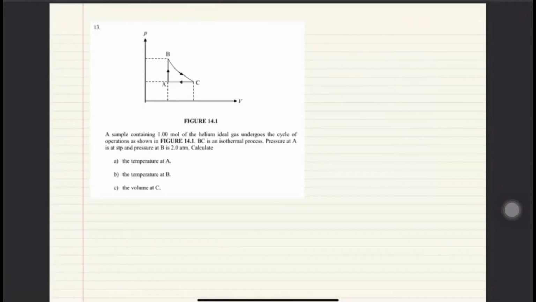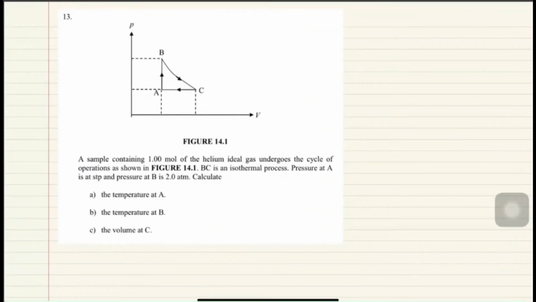Okay. Now we're moving on to the next question, which is question 13. A sample containing 1 mole of helium ideal gas undergoes a cycle of operations as shown in figure 14.1. Okay, dikasih graph. BC is an isothermal process. So the process from B to C is isothermal. Pressure at A is at STP and pressure at B is 2 atm. So this one is 2.